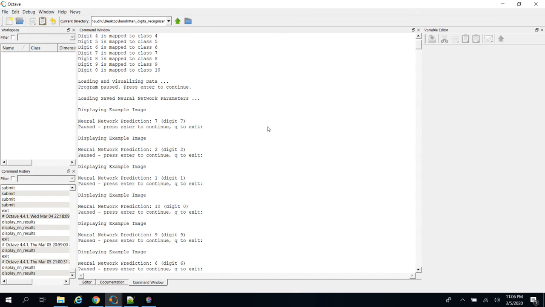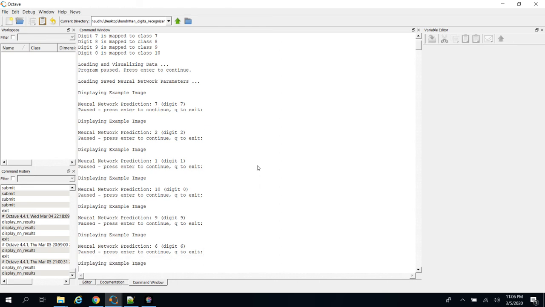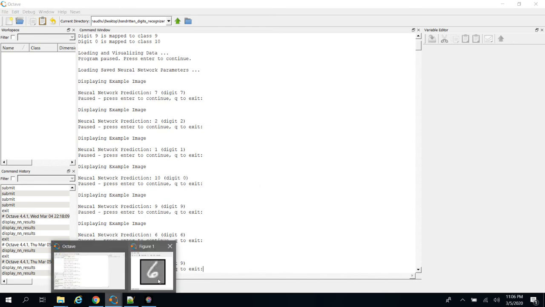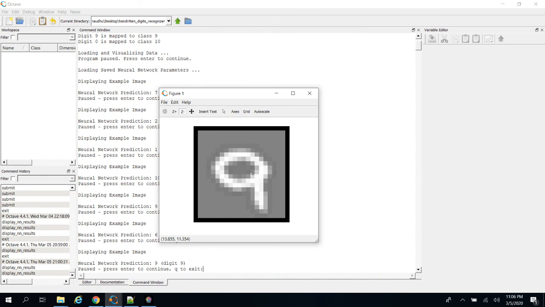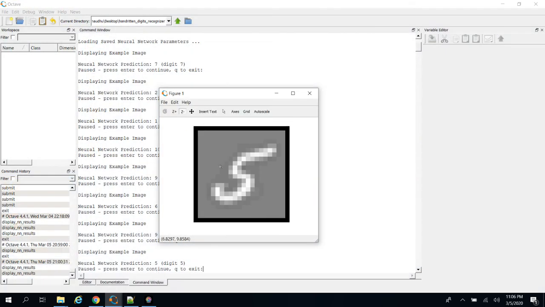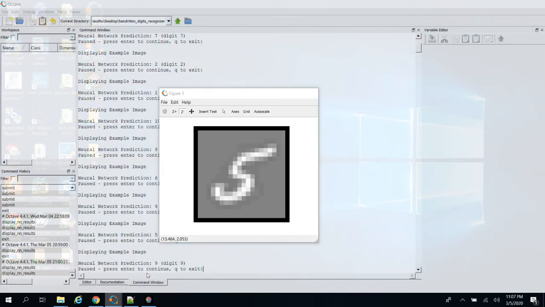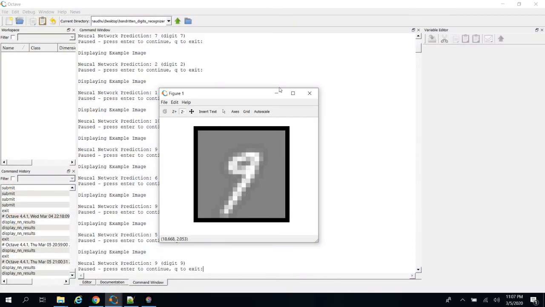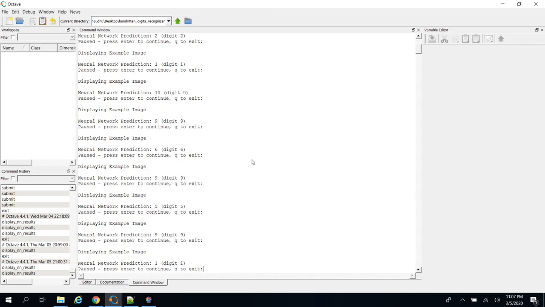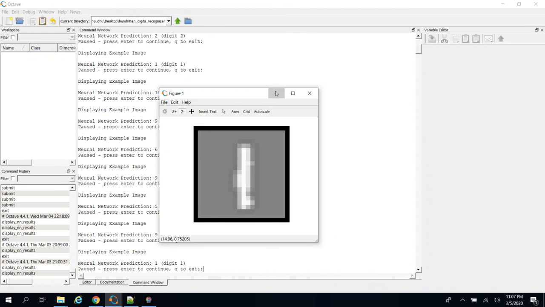Let's move ahead. It's saying digit 6. It's 6. Again 9. This 9 is a little bit better. Now it's saying it's 5. We got 5. This 5 looks a bit like S. Okay, we got a 9 again. So this 9 is very well written. This is a perfect 9 and 1. So as you can see, our neural network is doing a pretty good job.